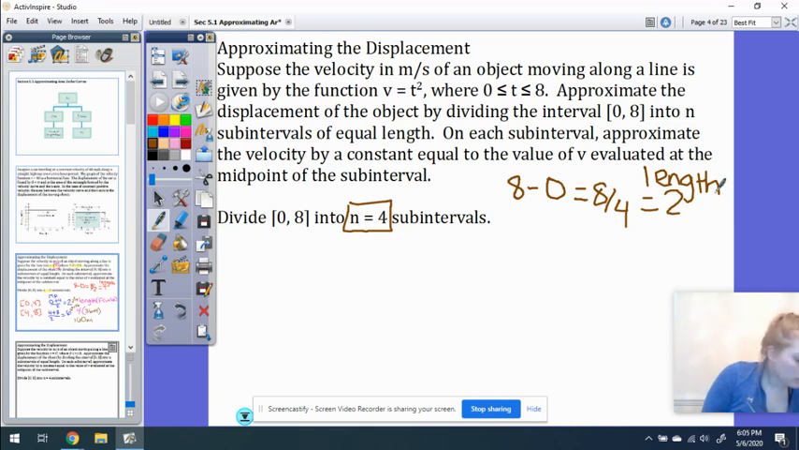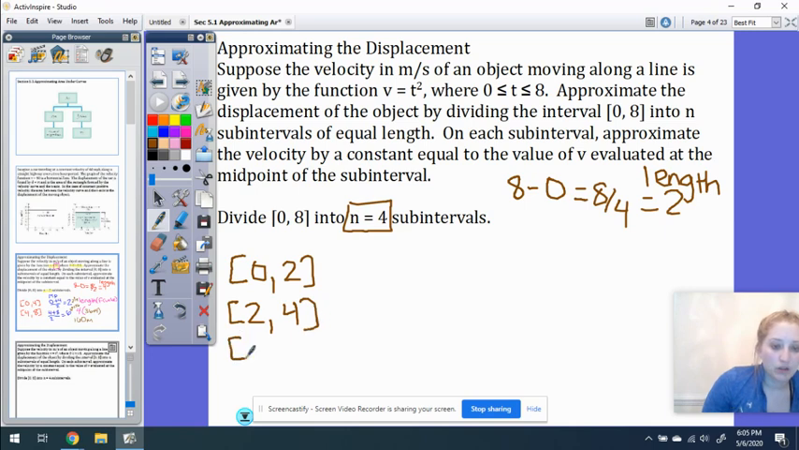Okay? So we are still dealing with the midpoint. Let me go ahead and split these up. We're going to start with 0. Our length is 2, so we're going to 2. And then we have 2 to 4, and then 4 to 6, and then 6 to 8. All right, the next thing that we're going to do is find our midpoint.